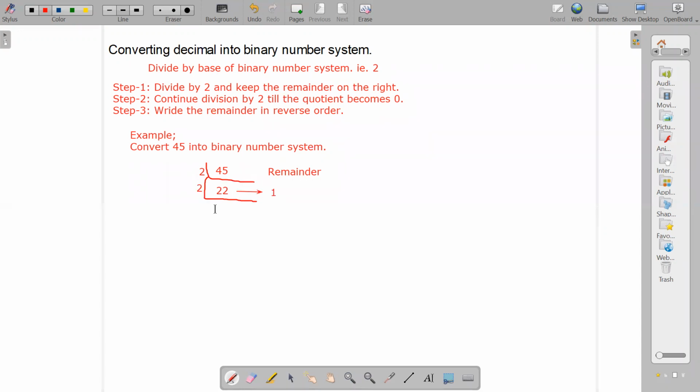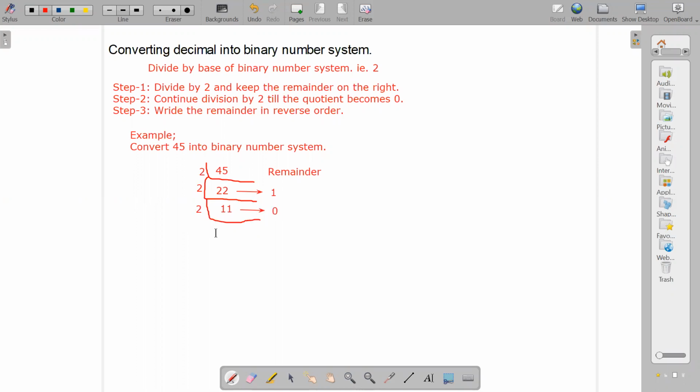Now 2 how many times? 2 ones are 2. Again 2 ones are 2. Remainder is 0. Again, we have to divide by 2. We have to divide by 2 only, not by other numbers.